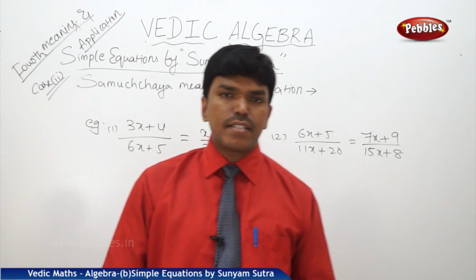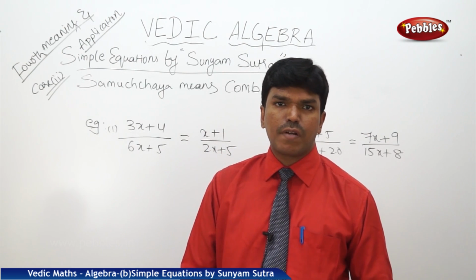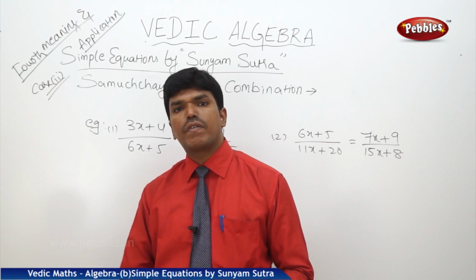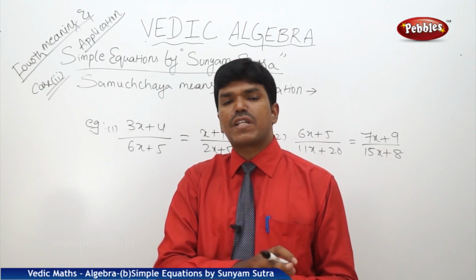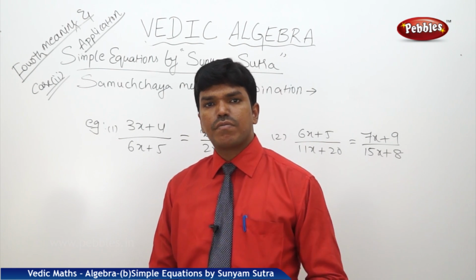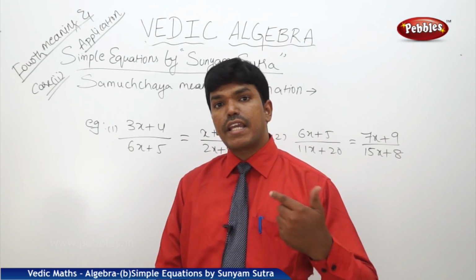Now, let us see the second case of the fourth meaning and its application. Previously, we have seen case 1, that is the first case. The first case is whether the sum of the numerators as well as the sum of the denominators are equal, then that sum should be equal to 0 to get the solution. But that is case 1. What is case 2 now?